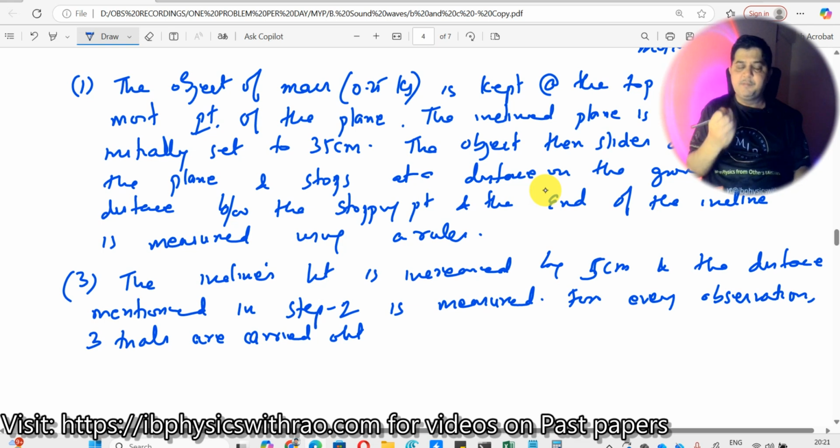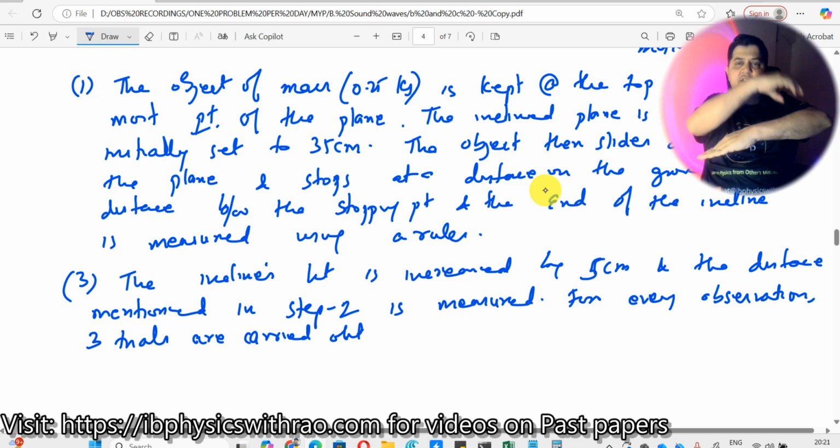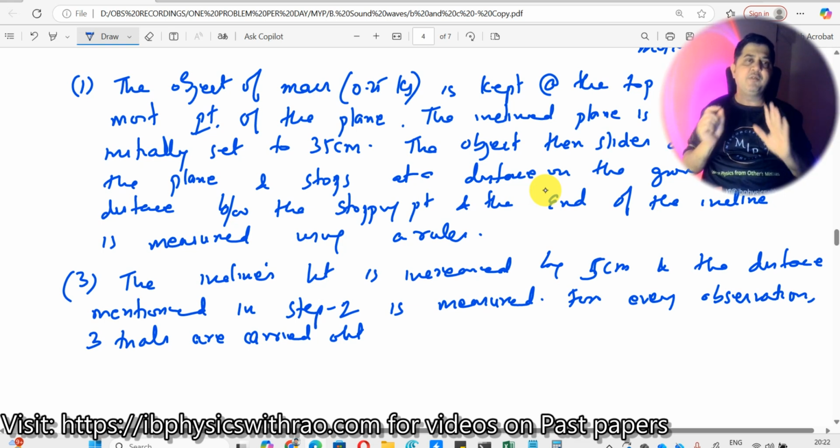More the number of trials is better. What do you mean by this? It means if I keep 35 centimeters, I do 3 trials. I drop it here, at 35 centimeters the first time, it goes here and stops. I measure this distance. Then 35 centimeters once again. The second time also I'm doing it, and you note it down. The third time, once again you note it. So 3 times you note it down for every observation. Very, very important point, do not miss this.